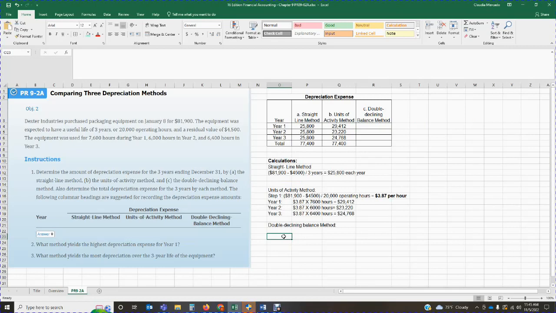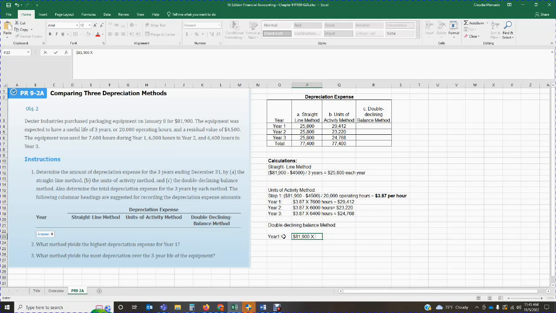So in year number 1, what are we going to start off with? We're going to start off with the cost of the asset. Remember, we do not take into account the salvage value because we're doing the double declining balance. So we're going to get the 81,900, and we have to get double the rate of the depreciation for that year. We have 3 years, so we're going to double that. That means we're going to do 2 out of the 3 years.